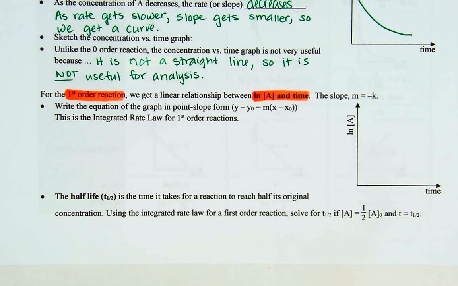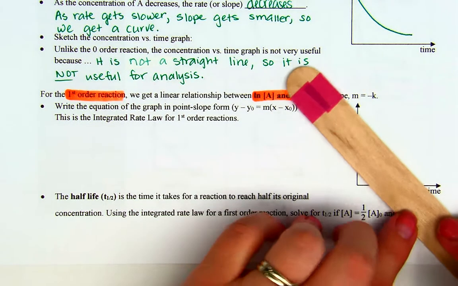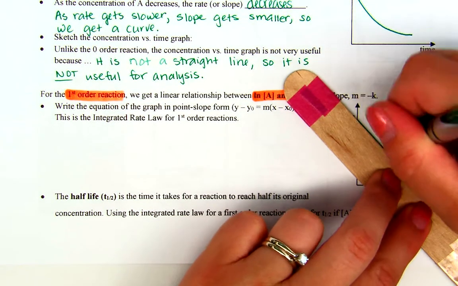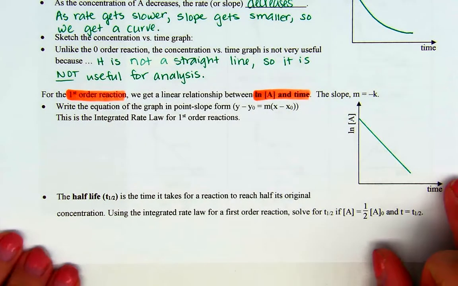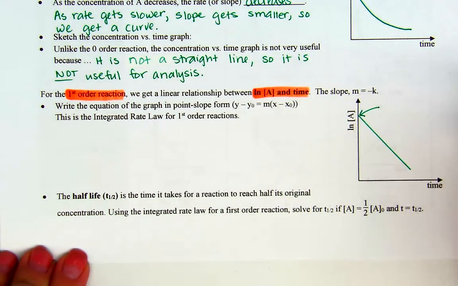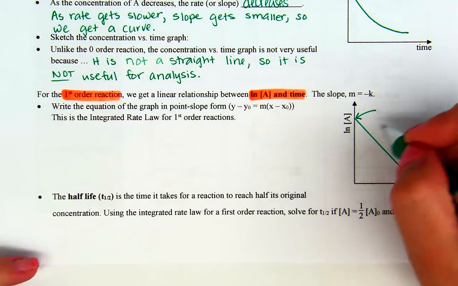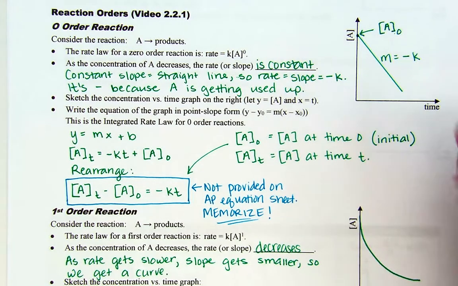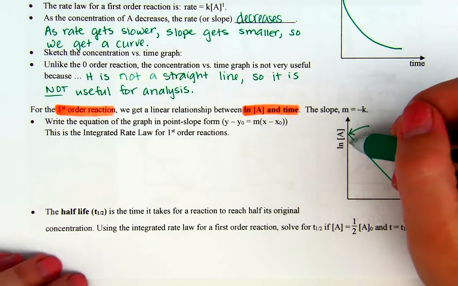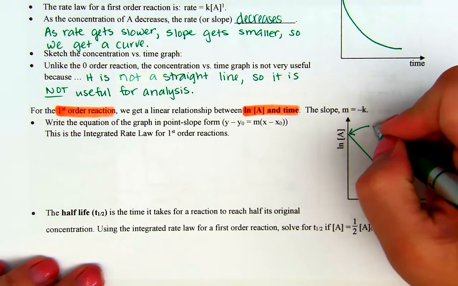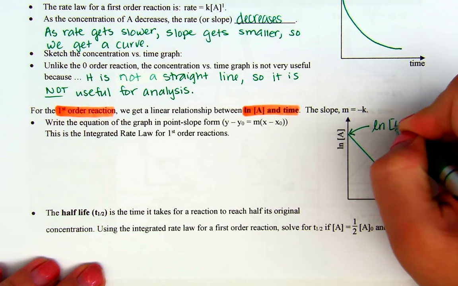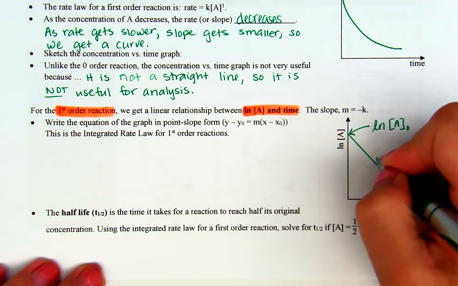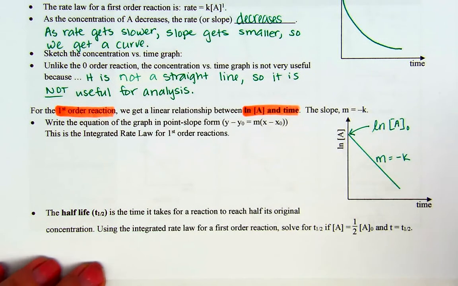Write the equation of the graph in point-slope form. So we're going to do the exact same thing as before. So I'm going to go ahead and draw my straight line first, so we can kind of just get a visual for where everything is coming from. So here, the difference between this and the zero order reaction is now we have natural log of A versus before we just had pure concentration of A. So this point, our y-intercept point, is now ln of the concentration of A at time 0. Our slope is still negative k.